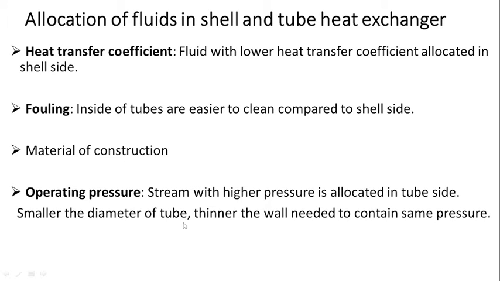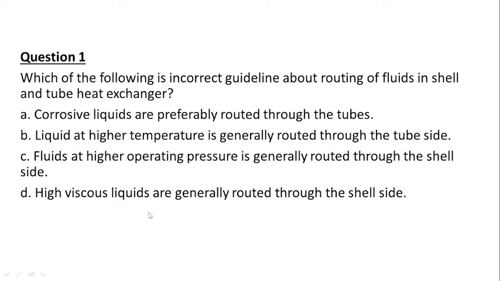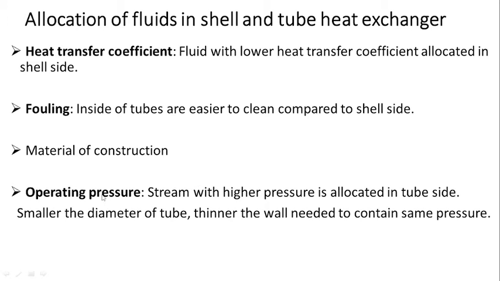But to prevent fouling in shell side, we can use a higher flow rate. Higher fluid velocity can reduce the fouling in the shell side. So this is not a generalized case. If we pass high viscous fluid at high velocity through the shell side, then fouling can be prevented. And fluid with great tendency to foul will often have lower heat transfer coefficient, and they are routed through the shell side.